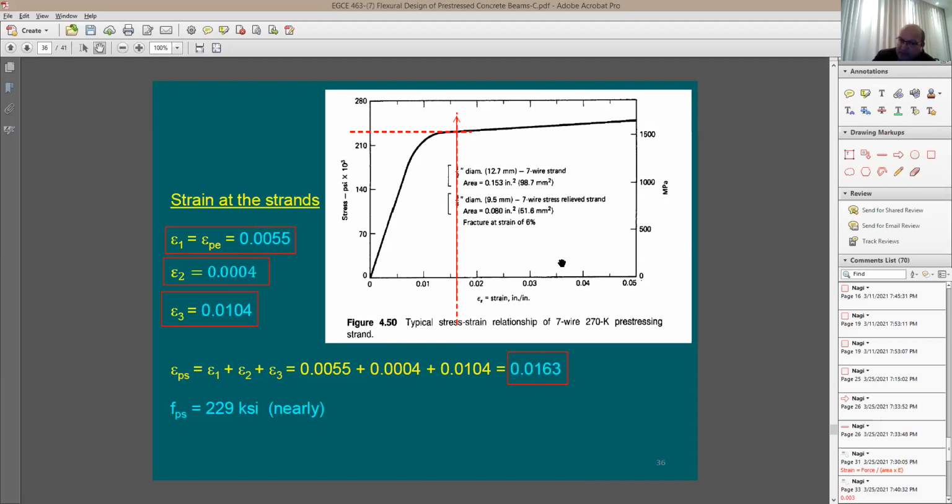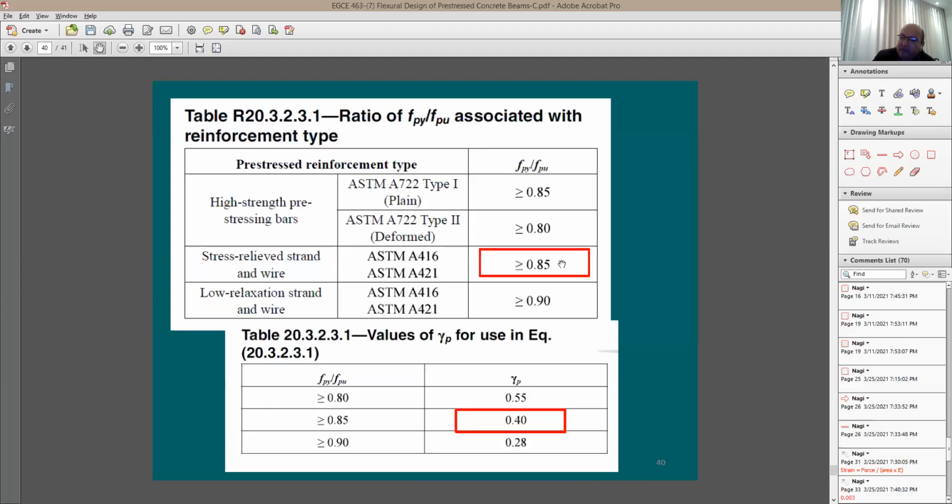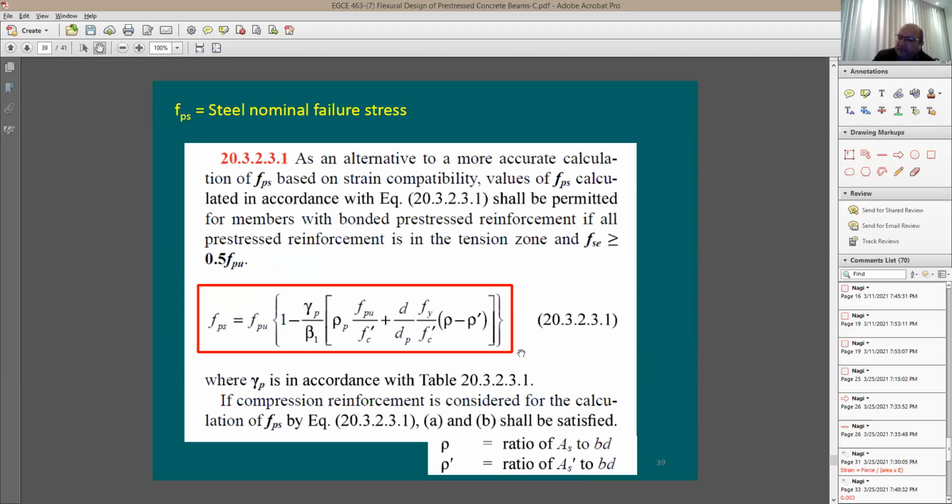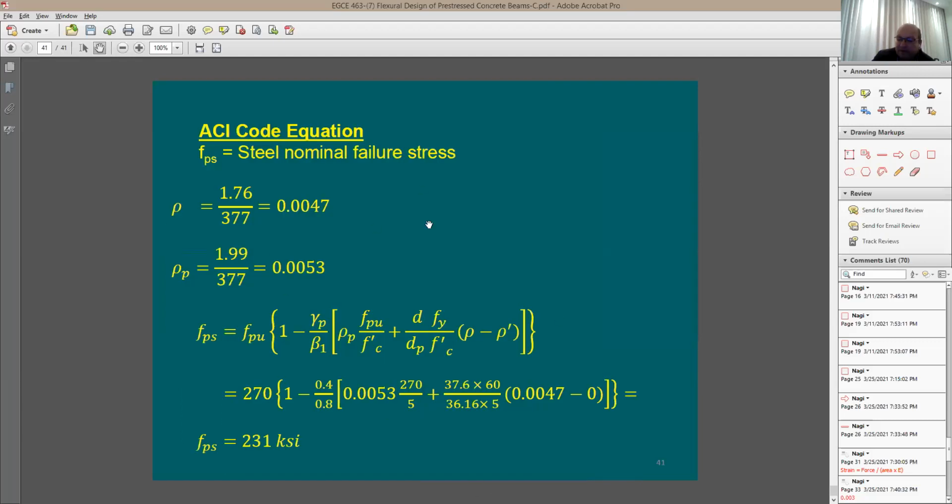If I'm doing this for an exam or for a homework or for a project, definitely I'm going to be using the ACI code equation. I'm going to be using this. And if you like, here's the detailed analysis for it. I'm going to say from slide 39 to slide 41. This is going to be the way that you'd like to follow it.